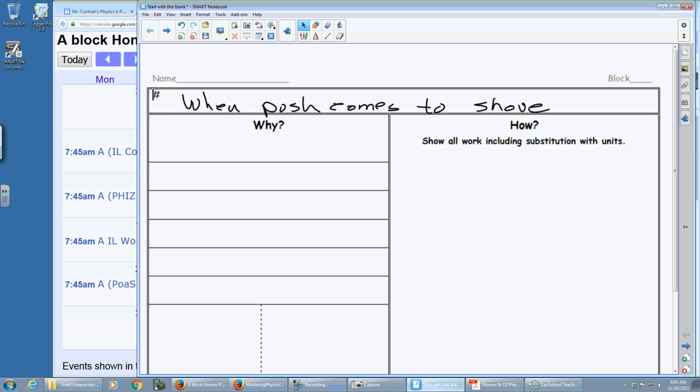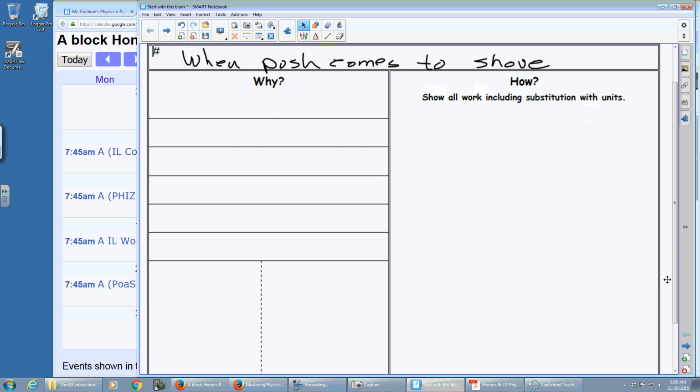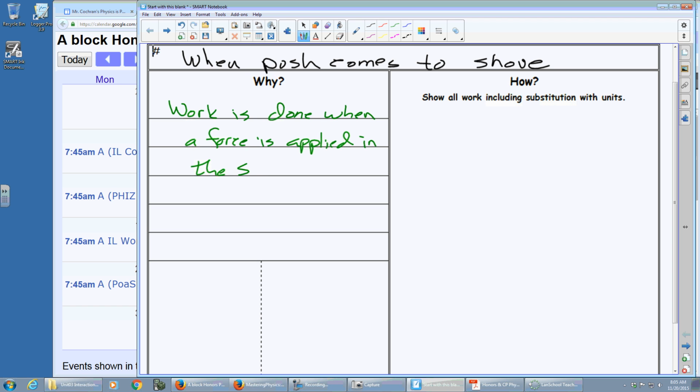in my Y, I'd want to show that I understand something along the lines of: work is done when a force is applied in the same direction as motion. And I might put after that distance. I could use motion or distance. All right.